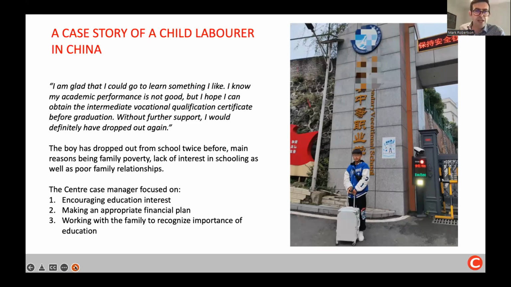So what we did here is worked to encourage and build the child's interest in education, in this case vocational education, put in place an appropriate plan, working with the brand and the factory to support the child through the remainder of his education, but also working with the family to recognise the importance of education as well. So it's just a quick example, but it gives you a sense of what, at individual level, strong and effective child labour remediation can look like.